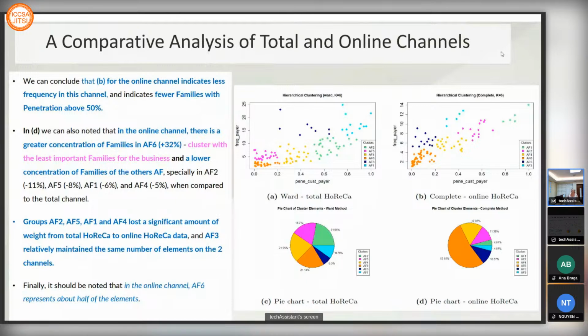Indeed, we can see in this graphic that in AF6 there is a great concentration of families, more than in the total channel, and we have some cases that lost a significant amount of weight, like AF2, AF5, AF1, and AF4, and AF3 is likely to maintain the same number of elements in the two channels. And finally, we can note that here we have about 50% of the families.